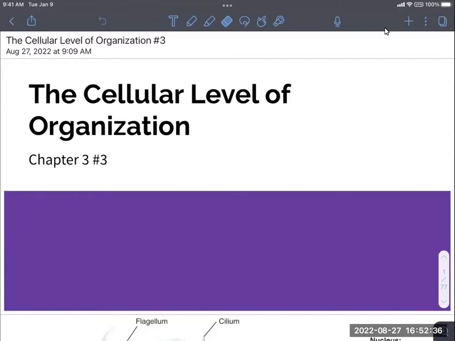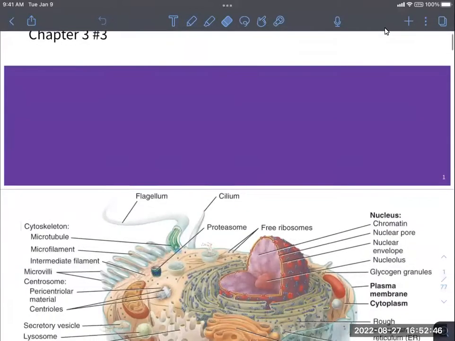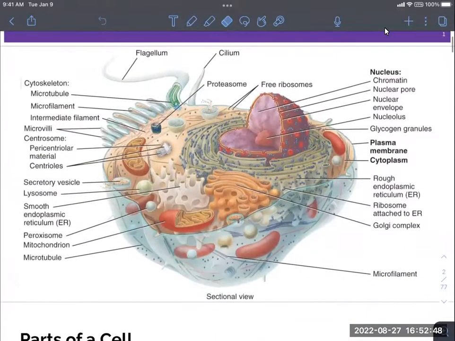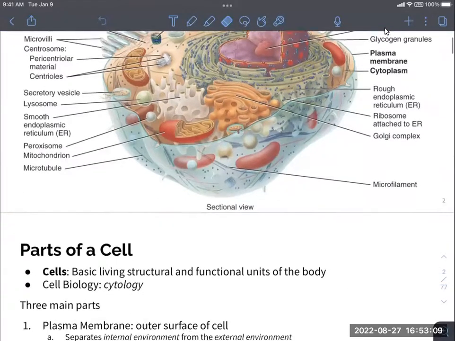Hello. We are going to start today with Chapter 3, the cellular level of organization. So let's first look. Here's a cell. This is what we see if we get down to the microscopic level of what actually makes up the inside of a cell. So we are going to break this apart and look at all the different parts that make up each individual cell.